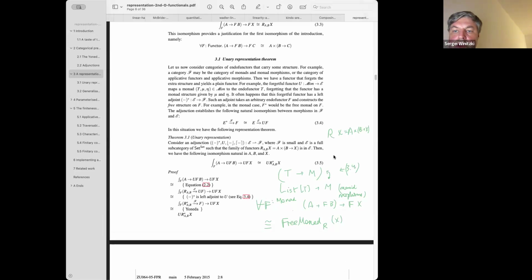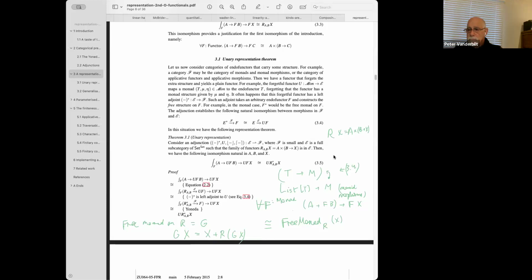So what is a free monad on R? Let's call it G. So what is G? Gx equals X plus R Gx. So this is a recursively defined functor that looks like a tree with leaves of type X and branches described by R.